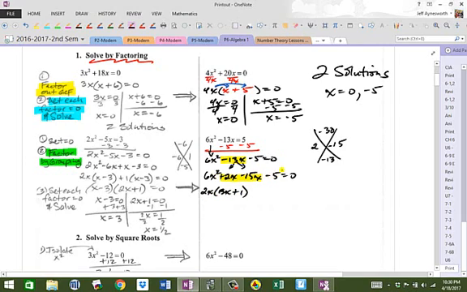Now here they're both negative, and they're both divisible by 5. So I'm going to factor out the negative 5. And I get 3x plus 1 again. Negative 5 times 3x is negative 15x, and negative 5 times 1 is negative 5.